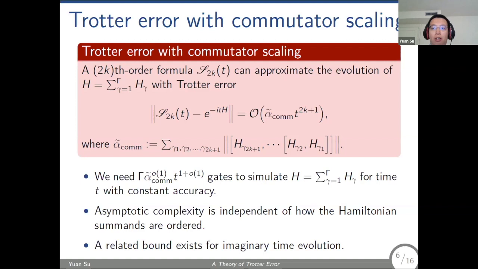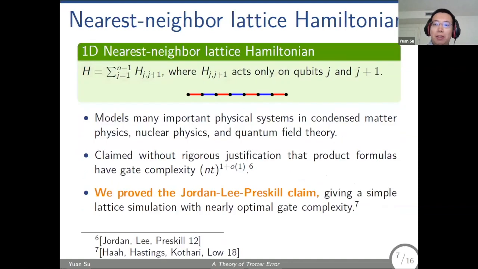So I guess I won't have time to go into the details of the proof of the theorem, but instead I would like to show you some concrete examples where we apply this analysis, and hopefully this will give you some intuitions. So my first example is a simulation of a nearest neighbor lattice system. In the simplest case, you have a 1D system, and you have each term acting on neighboring vertices. And this system models many important physical systems in condensed matter physics, nuclear physics, and quantum field theory.